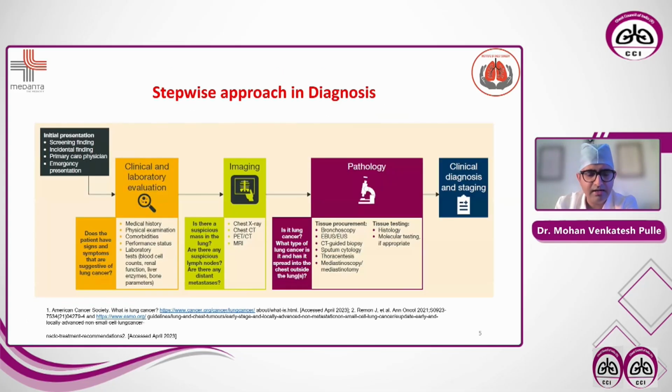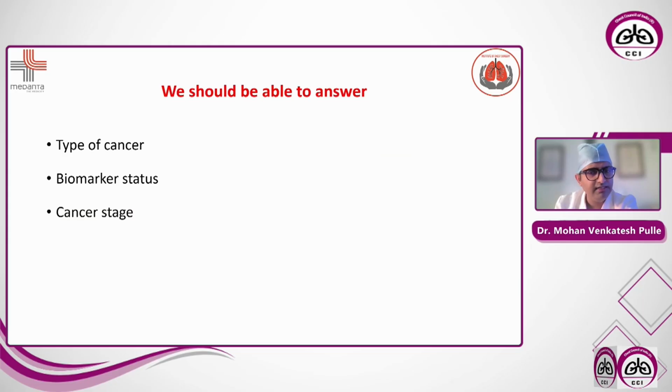So whenever there is a diagnosis of lung cancer, we have an array of stepwise approach, starting from the clinical history to imaging, and then pathology, and then the diagnosis and staging. This is how a stepwise approach in lung cancer actually goes. At the end of all these, the patient will ask you, or we have to answer ourselves, these three questions. What is the type of the cancer? What is the biomarker status? And what is the stage of the cancer, which is the most important thing we should be able to answer.